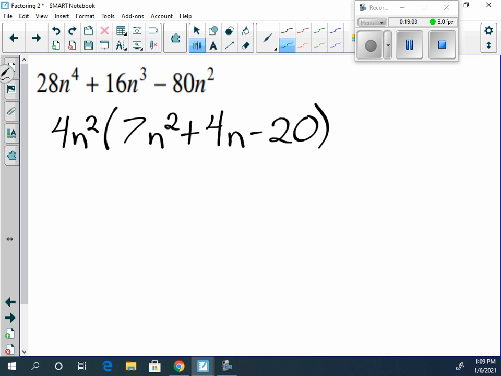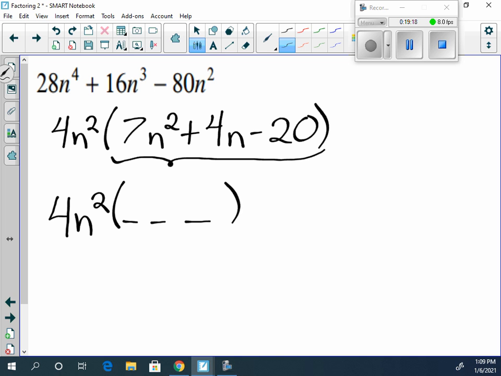So that's it. We've taken out everything. There's no greatest common factors left in this. There's nothing else left in common. We've pulled that all out. We've simplified it. Now we just need to factor this here. 4n squared. So we have our 2 sets of parentheses.